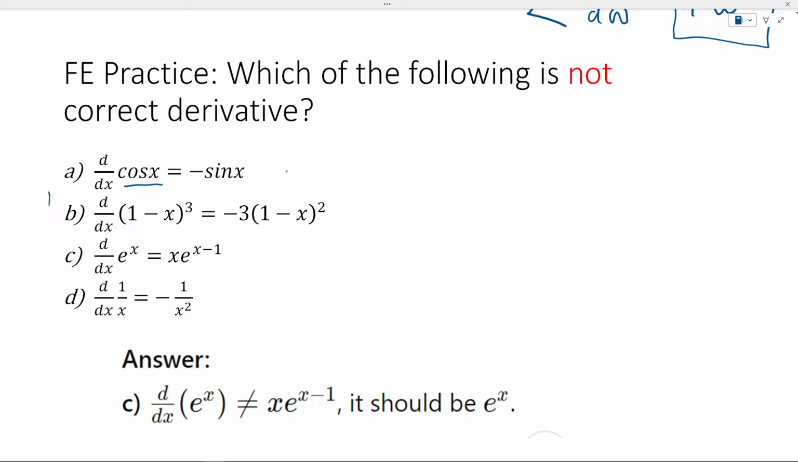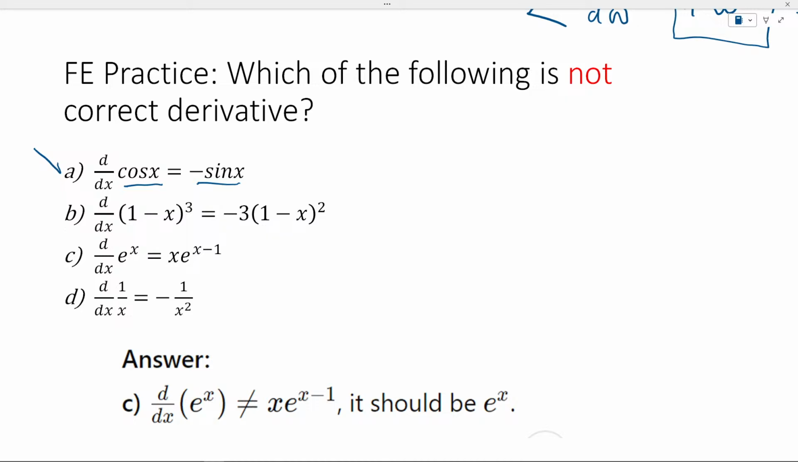So we know the derivative of cosine x is this guy. So this is correct. Let's look at this guy. Remember how to do this one? We need to use the chain rule. So what is the product rule and chain rule?